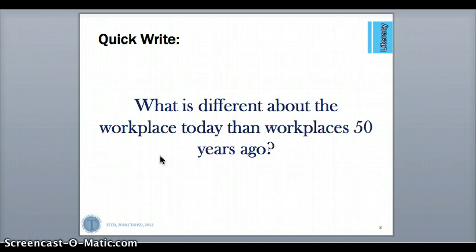for themselves. So the lesson starts off with a quick write where you have students think about this question: what is different about the workplace today than workplaces 50 years ago? And that's supposed to activate some thought and get them thinking about how they may need to develop skills that perhaps their grandparents did not have to develop, or perhaps their grandparents had to develop different skills than what they will likely need when they go out into the workforce. So you'll have a short little discussion about that.